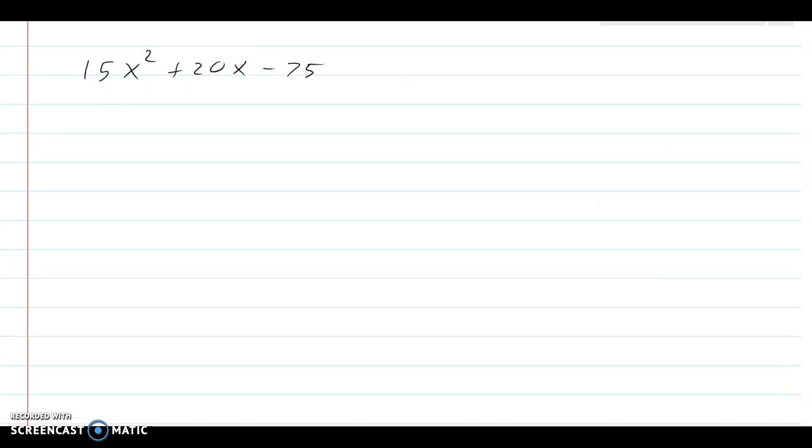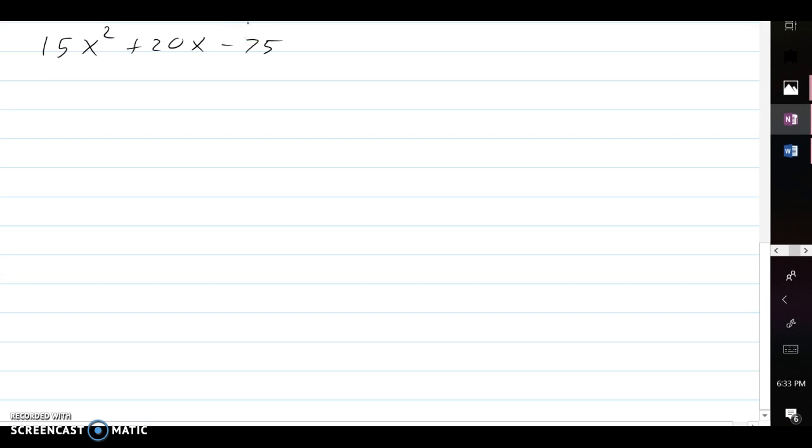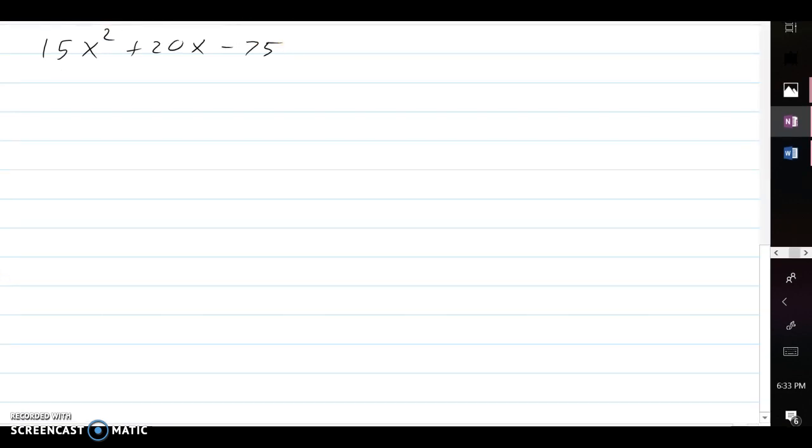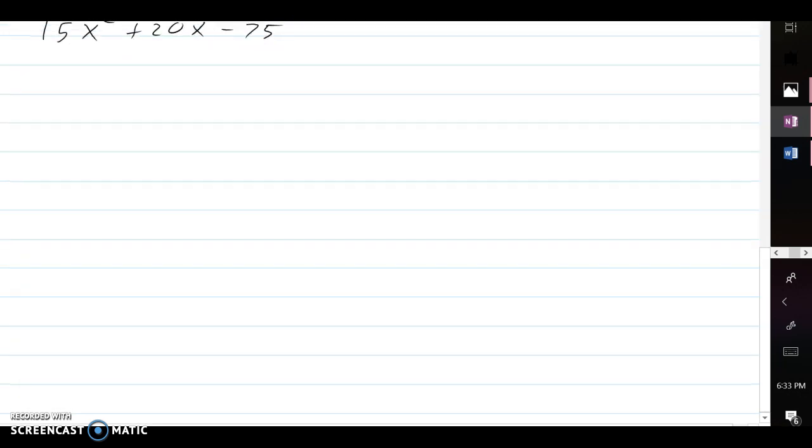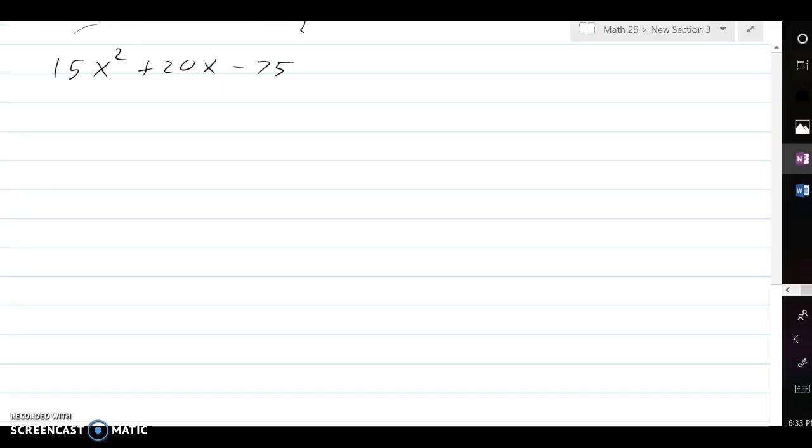It would be a bad mistake to look at the last problem and say, well, I like that second method, so let's just do it. Because you would start off with 15 times negative 75, and you get a big, huge number, and you would get stuck pretty fast.